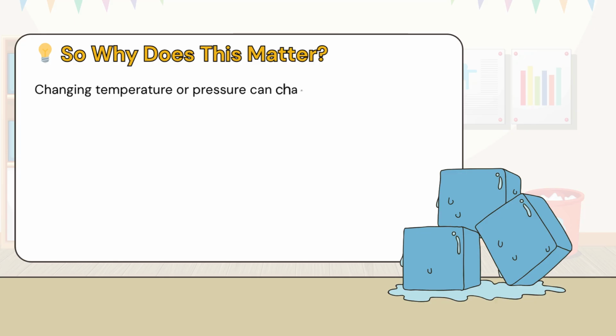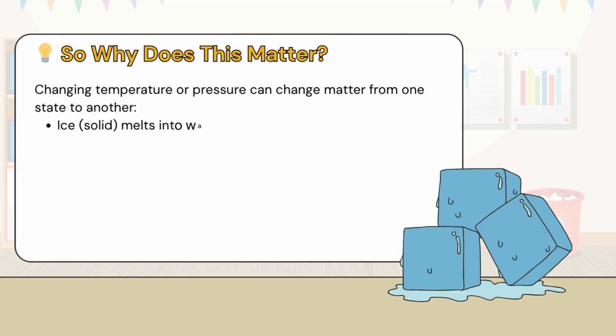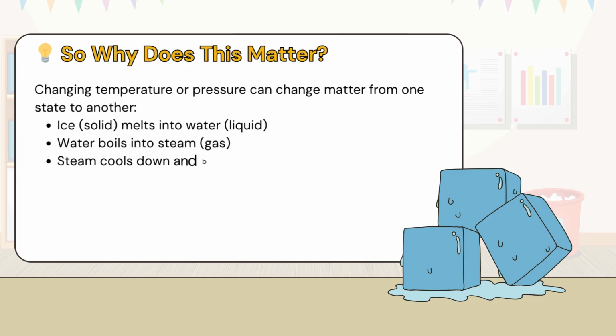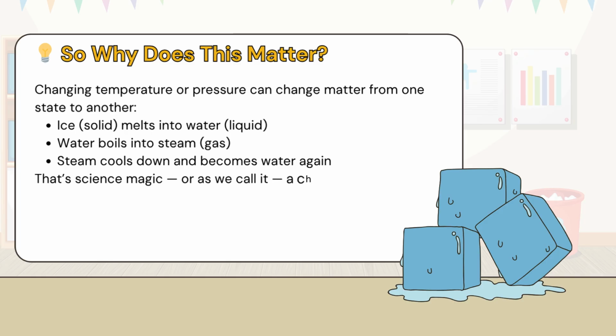So why does this matter? Changing temperature or pressure can change matter from one state to another. Like ice, which is solid, melts into water, liquid. Water boils into steam, and steam cools down and becomes water again, which is condensation. That's science magic, or as we call it, a change of state.